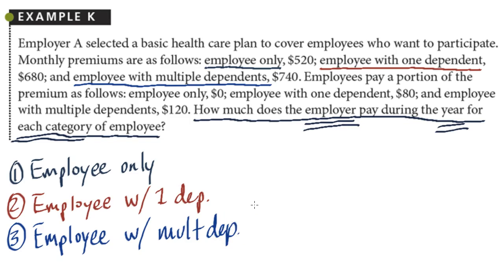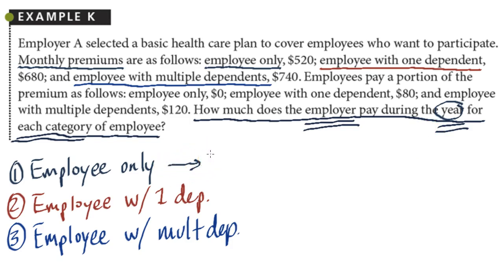Okay, so let's look at employee only first. So notice that in the problem, we have the information for monthly premiums. And we're looking again for annual, yearly premiums. So whatever result we end up getting, notice that we'll have to multiply by 12 because we want to know each year how much is being paid out.